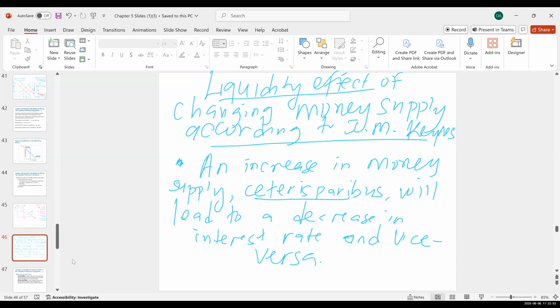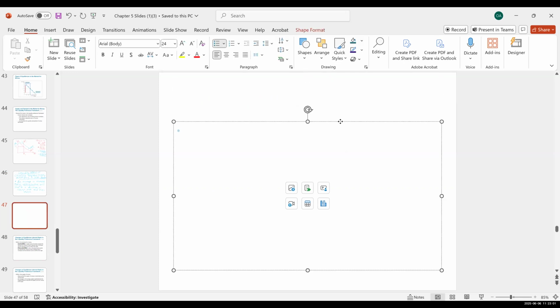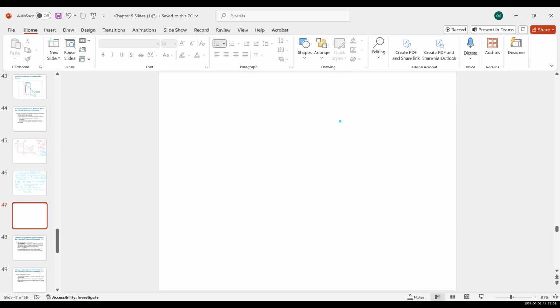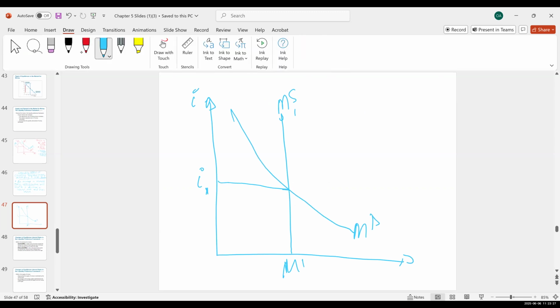Okay, so this is what Keynes is doing. He's saying that when the Federal Reserve prints money or increases the money supply, so put interest rate here. We can call this money supply 1. This is your money demand curve, which slopes downward. This was the initial interest rate, I1. So according to Keynes, the liquidity effect is that when the Fed is printing money, the supply of money is going to shift to the right.